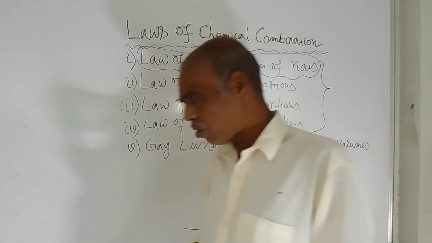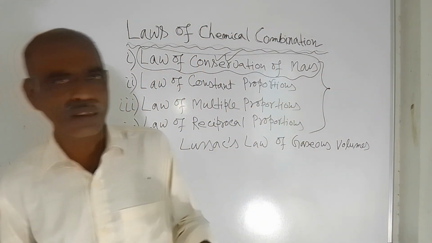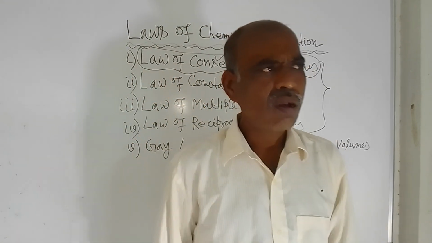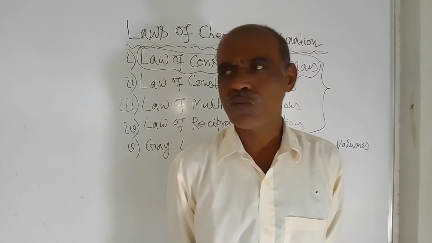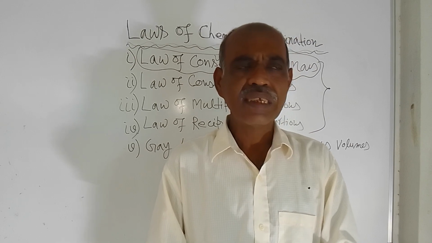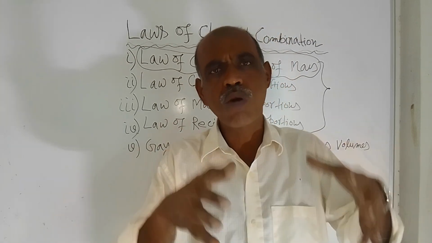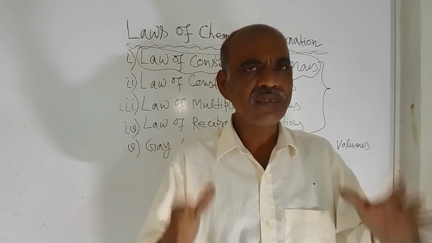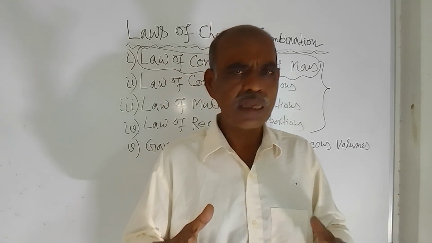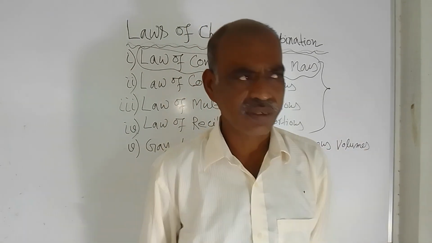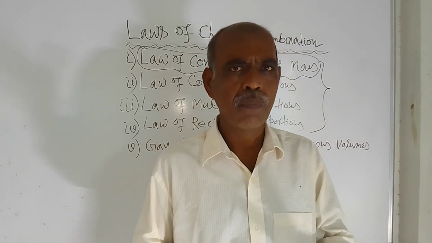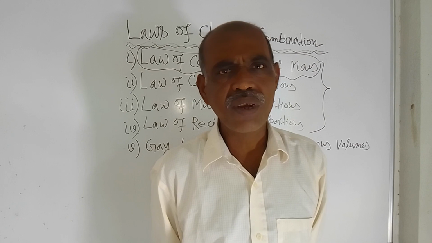I think already in class 9 and 10 you have studied this law of conservation of mass. We know that the law is stated this way: mass can neither be created nor be destroyed. It gets transformed from one form to another. So this is the law of conservation of mass. This statement you will get mainly in the book of physics. But in the book of chemistry you will get the same thing, but it is stated in a different way.